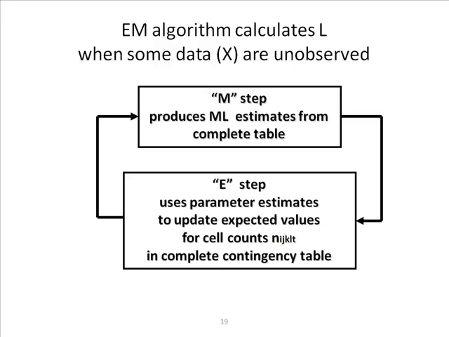So it produces these maximum likelihood estimates from the complete table. The expectation step uses these parameter estimates for prevalences and conditional probabilities to give us the expected values given those estimates, and then tries to improve the fit of the model by getting the expected numbers in each of the tables to be as close as possible to the observed contingency table that you have. So it's an iterative process.